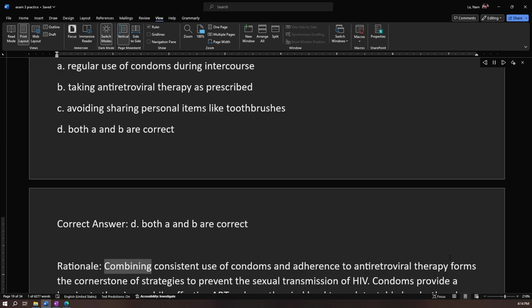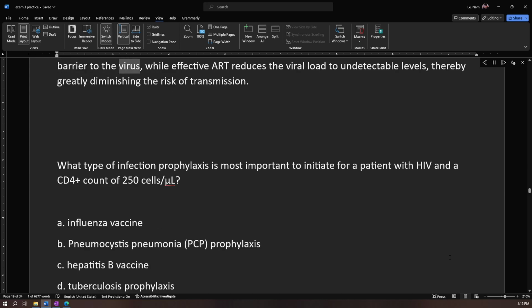Rationale. Combining consistent use of condoms and adherence to antiretroviral therapy forms the cornerstone of strategies to prevent the sexual transmission of HIV. Condoms provide a barrier to the virus, while effective ART reduces the viral load to undetectable levels, thereby greatly diminishing the risk of transmission.